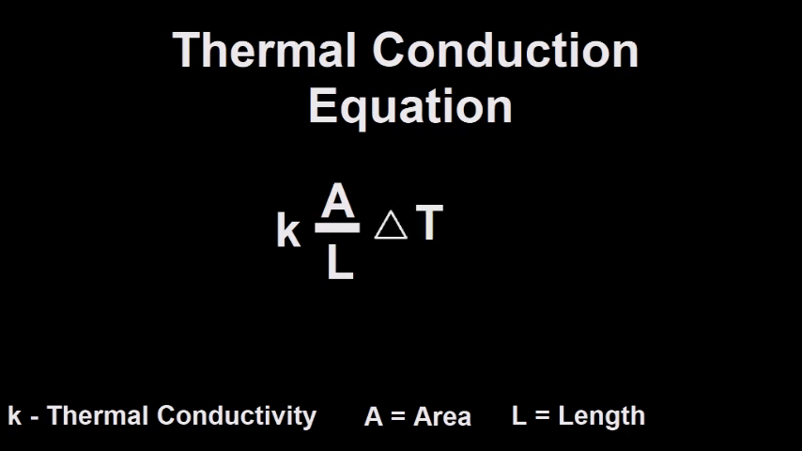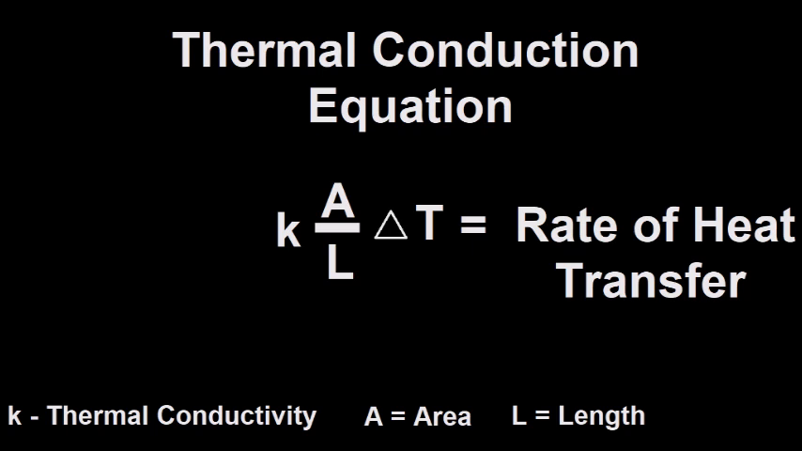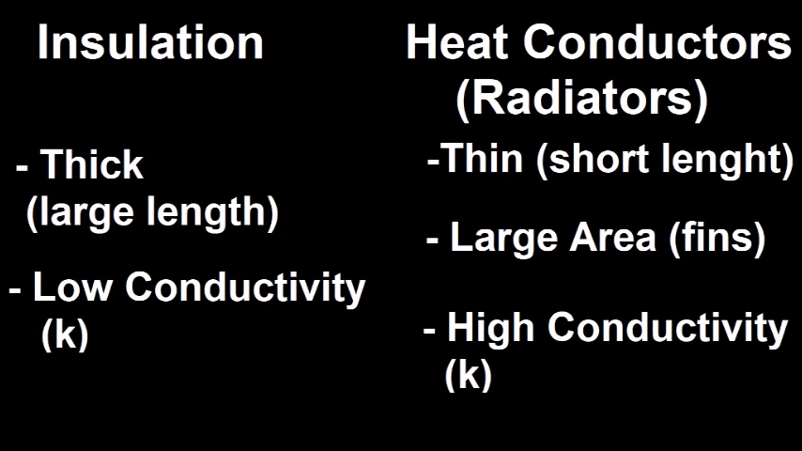We also multiply by the change in temperature because a larger difference in temperature will mean a greater amount of heat transfer. What does this mean for designing insulators and heat conductors or radiators? Insulators are thick to increase the length that the heat must travel. Also, materials are selected with a low thermal conductivity in order to slow down the rate of heat transfer. Now, when it comes to radiators, thin materials with high thermal conductivities are used. Also, fins are often added to increase the total surface area to increase the rate of heat transfer.